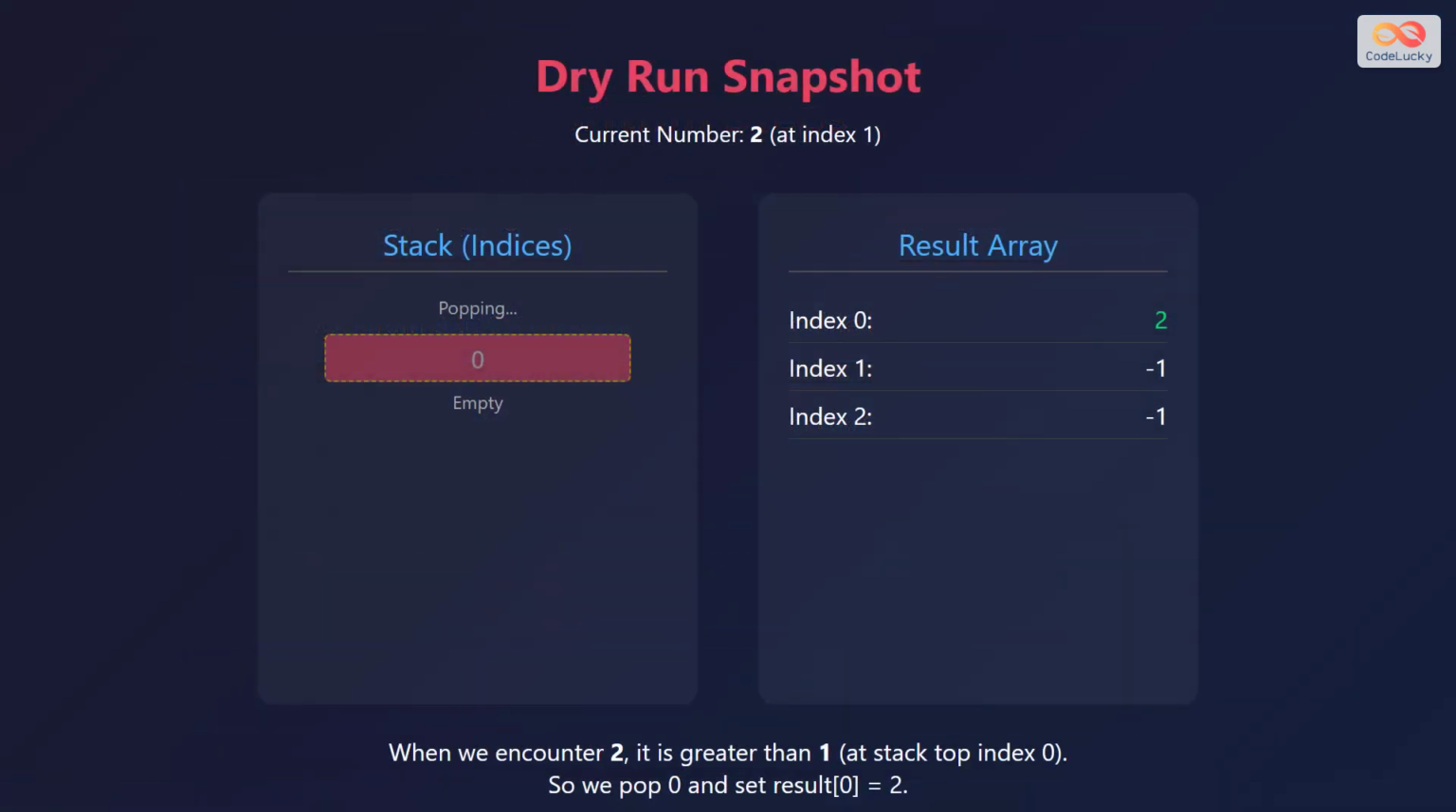Let's visualize a snapshot of this process. Suppose we are at index 1 with the value 2. The stack contains index 0, which points to value 1. Since 2 is greater than 1, we pop index 0 from the stack and update the result for index 0 to be 2. This stack mechanism efficiently resolves the next greater query.